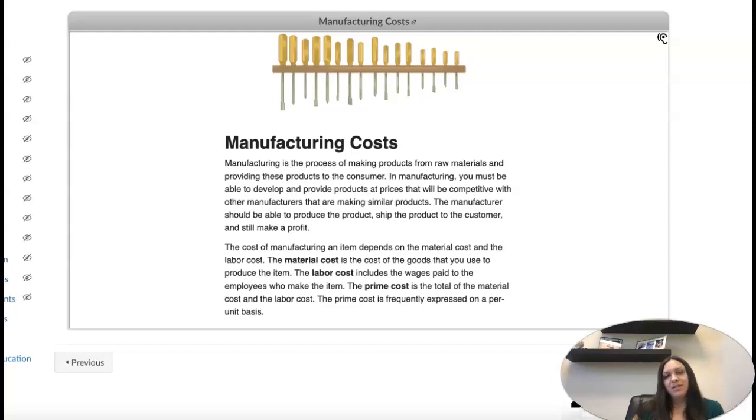So this section is getting into costs. Our first one is manufacturing costs. Manufacturing means you're making something and then you're going to sell it. So there are different things to consider.